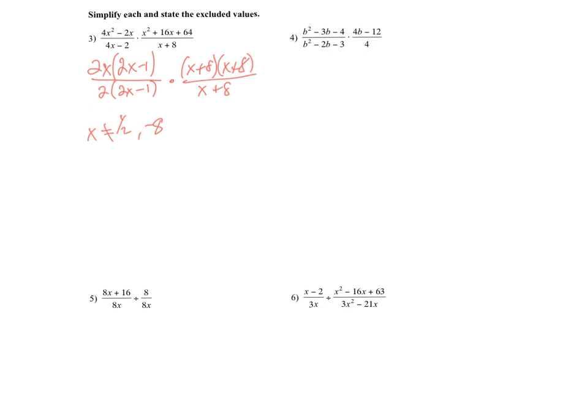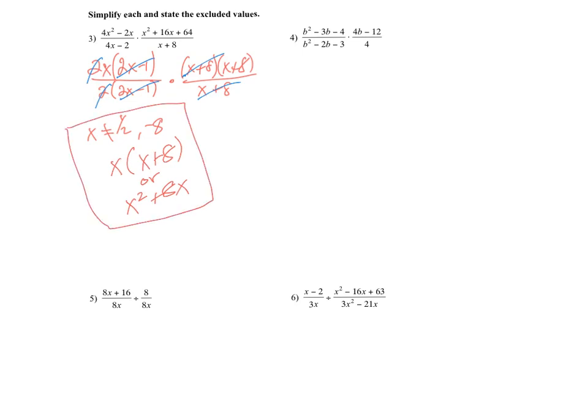Now we just start canceling terms, okay? This 2 cancels this 2. 2x minus 1 cancels 2x minus 1. One of these x plus 8s cancels the x plus 8 in the denominator. So we are left with x times x plus 8. All those terms are left in the numerator. With these restrictions, x cannot be 1/2 or negative 8. Or you could multiply this to x squared plus 8x. Either one of these is fine with the same restrictions. X can't be 1/2 or negative 8.